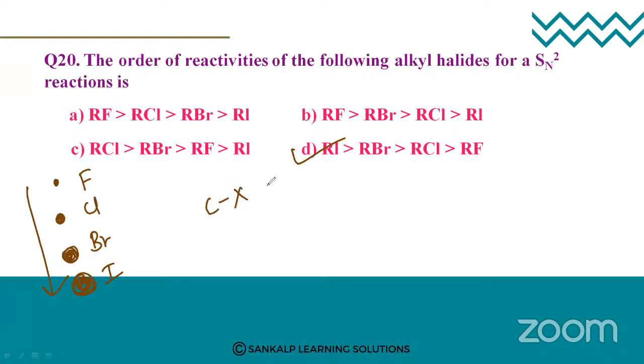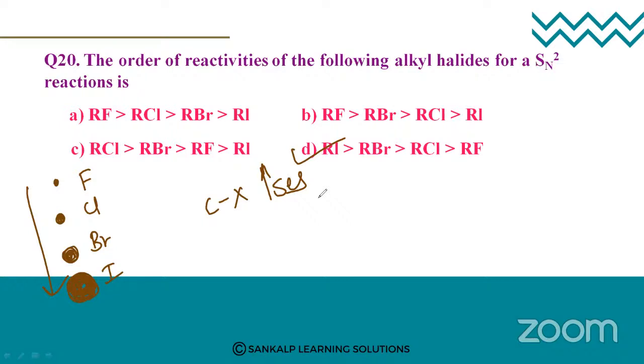With the increase in the size of halogens, what will happen to the C-X bond energy? As you go down the group, as the size increases, the bond energy will decrease, and therefore the reactivity of the alkyl halide will increase. So option D: RI is greater than RBr is greater than RCl and RF. The order of reactivity in the SN2 mechanism will be option D.